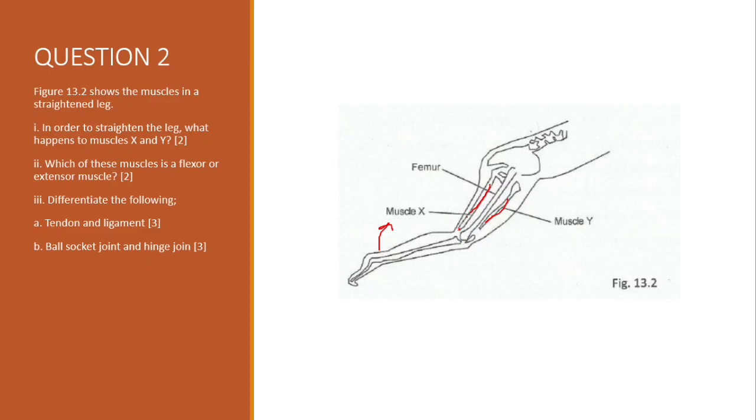So those are the differences between the tendon and the ligament, and the ball and socket and hinge joint. Under tendon and ligament, I said that the tendon joins a muscle to a bone, while a ligament joins a bone to a bone. Then a ball and socket joint allows movements in three planes, while a hinge joint allows movement in only one plane.